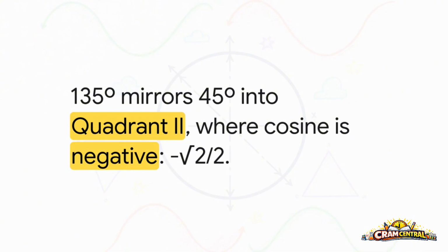But remember our acronym, all students take calculus? In the second quadrant, the students' quadrant, only sine is positive. Everything else has to be negative. So, using our mirror logic and knowing that cosine is always the x value, we can instantly decode that our answer must be negative. Therefore, the cosine of 135 degrees is negative square root of 2/2.